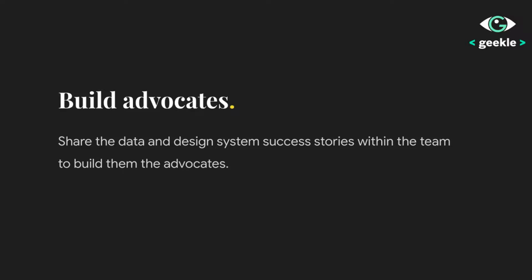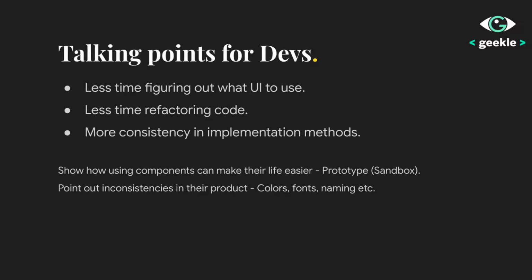You can search for various companies who have started, developed and built their own design system. Learn about the reasons for it, learn about the problems they were facing earlier which they have solved, compile those success stories and share them within the team. And once you do that, with the data which you have gathered from your project management tool, building advocates would be easy. I'm also giving you some talking points for dev, what's important to them and how to tackle those particular parts.